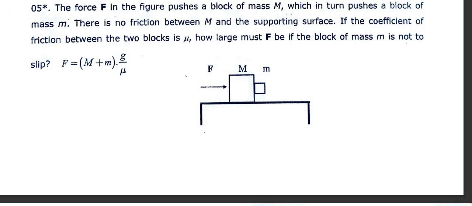If the coefficient of friction between the two blocks is mu, so on here, that's why there's friction between M capital letter and M small letter. That's when you can experience friction. How large must F be if the block of mass M is not to slip? So we don't want this guy to slip off, like to move or anything.